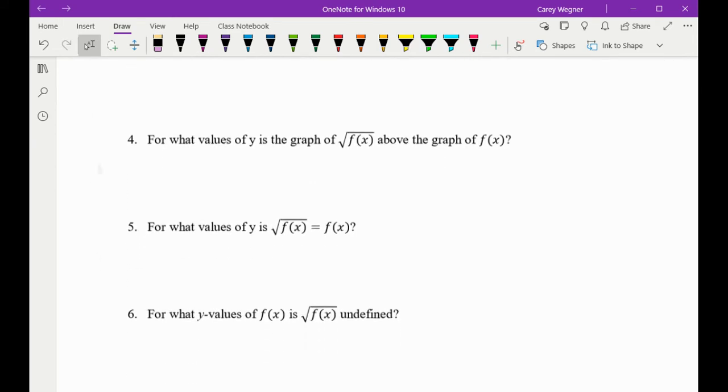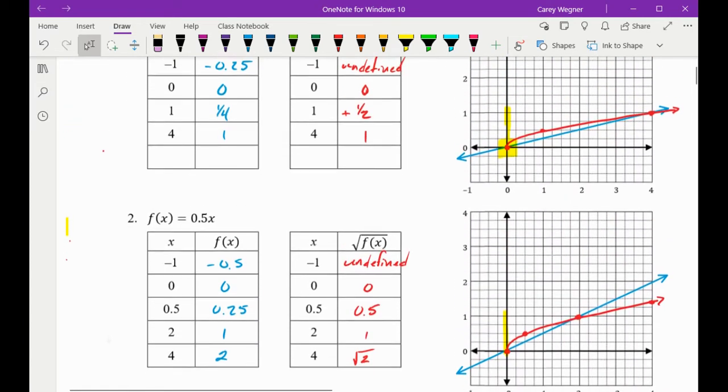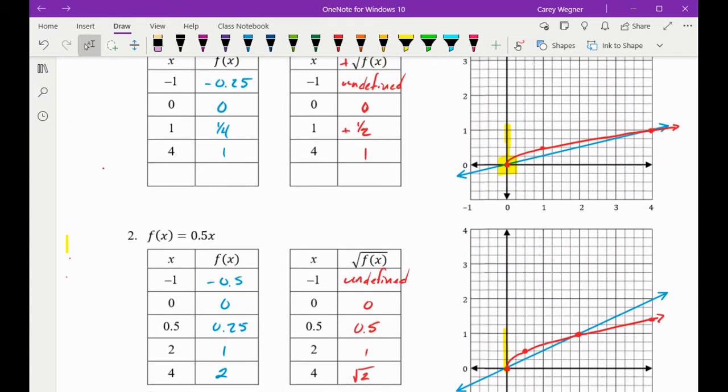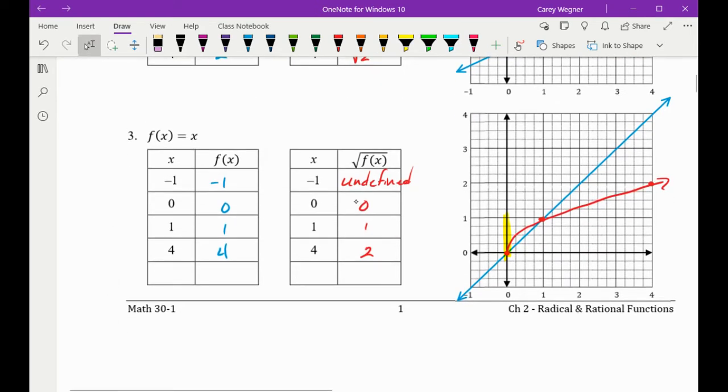When are they equal to each other? And again, we're looking at what are the y values when they're equal, the two graphs intersect with each other. Well, they intersect when my y value is 0 and when my y value is 1.